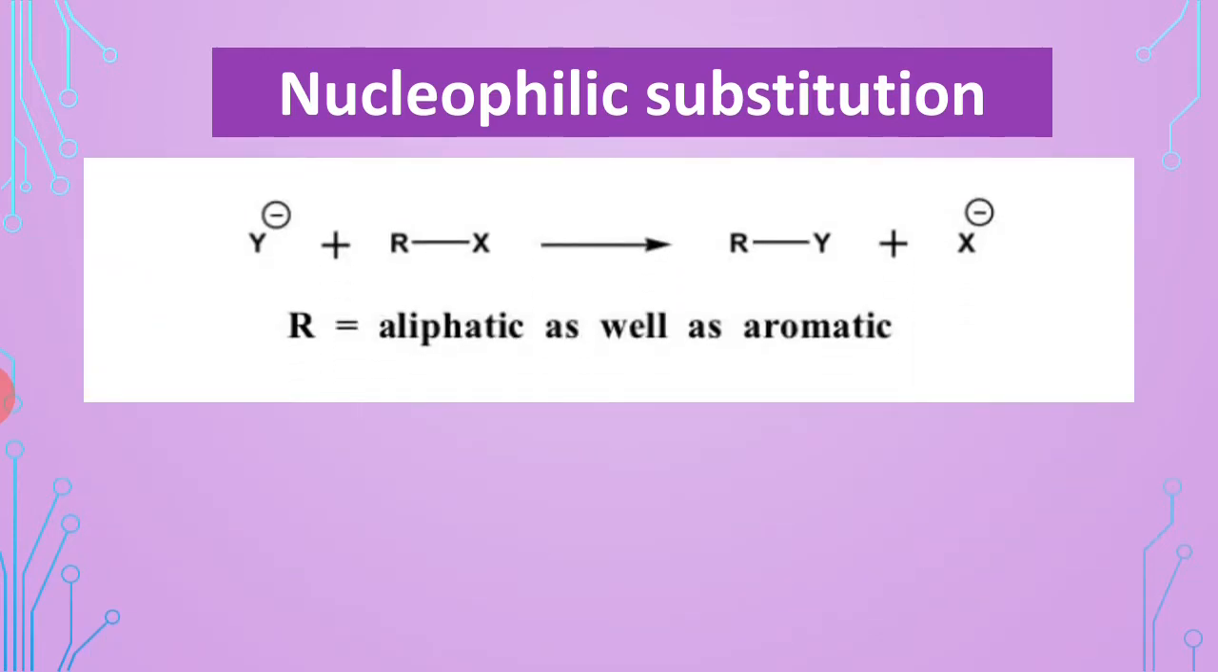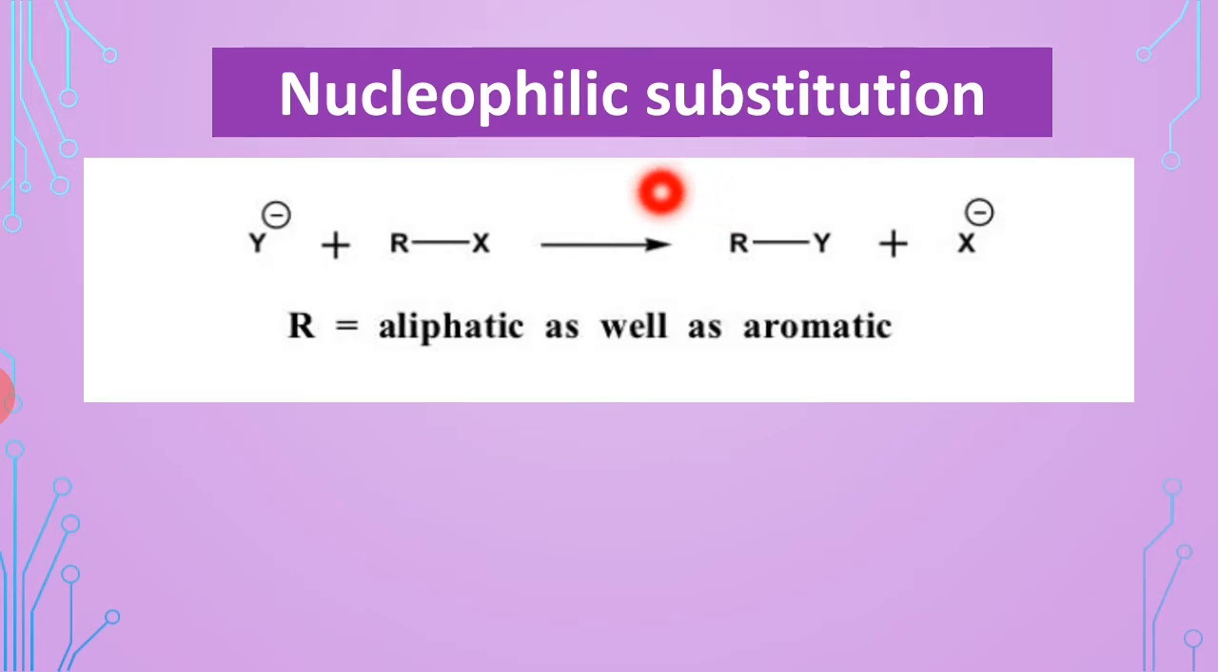So what do you mean by the nucleophilic substitution reaction? Substitution means the replacement of an atom or group of atoms in a compound by another atom or group of atoms. Nucleophilic means it is derived from the nucleus, which has a positive charge, and philic means the affinity for the positive charge. Hence nucleophiles are the electron rich species, and they have an affinity towards the positive charge.